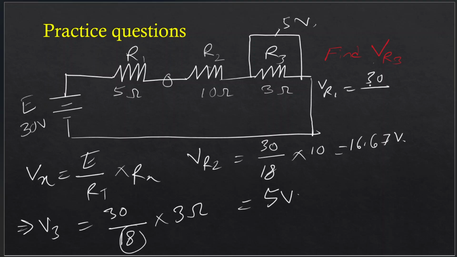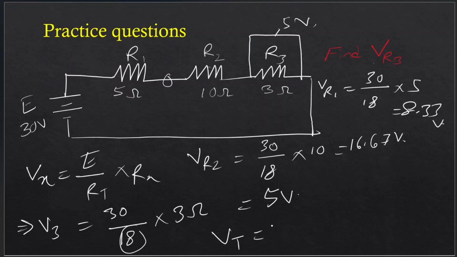Again, VR1. So VR1 would be 30 over total, so 18, times R1, so 5. And that is 30 over 18 times 5, which is 8.33 volts.